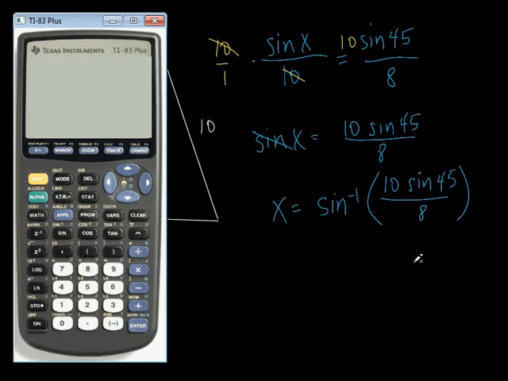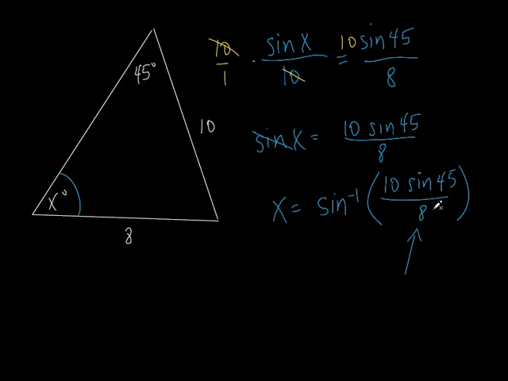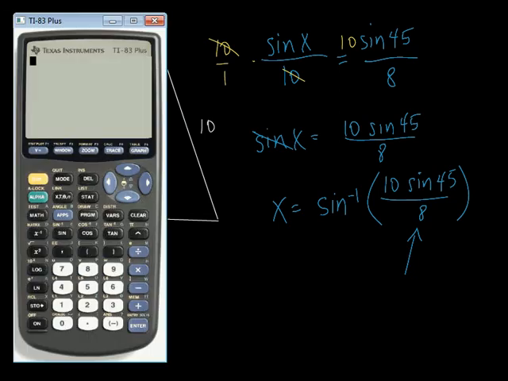What I'm going to do is this. I'm going to do all the stuff in the parentheses first, and then I'm going to take that answer and take the inverse sine of it, second function sine. Is that all right? I think you could do it all in one shot if you wanted to, but I think it's a little easier if you do that. So let's do all the stuff that's in the parentheses. It's going to be 10, sine of 45, right? If we just hit divided by 8, and then let's get that number. So that right there is 0.88388, blah, blah, blah.